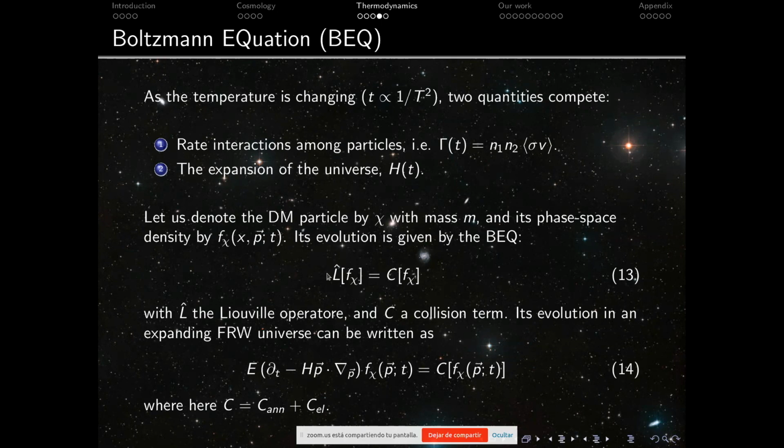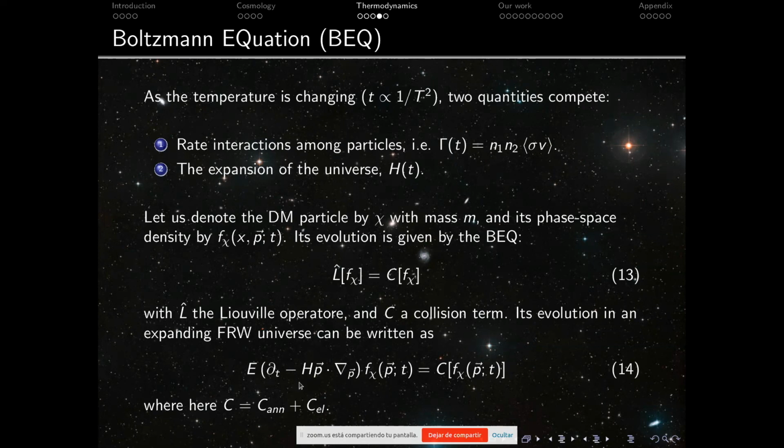So here you have the Liouville operator, which is a differential operator that takes different forms depending on the context. And here you have a collision term that acts on the distribution of your particles. Of course, there are many details here. I'm just describing the most general things, I guess.